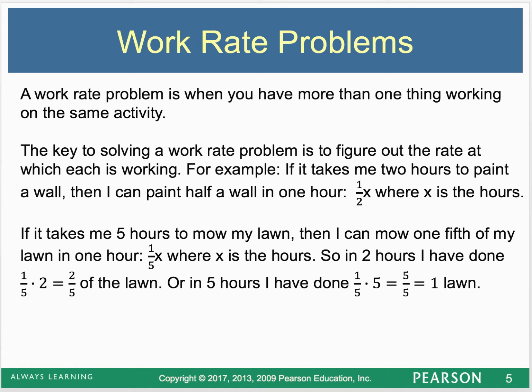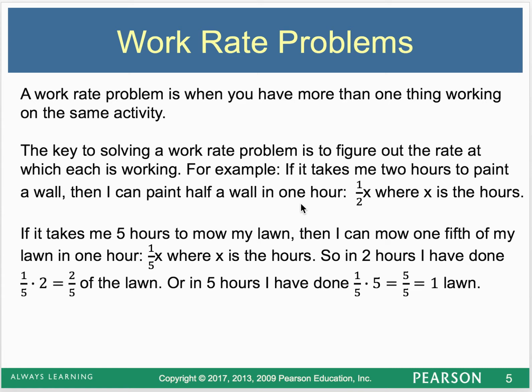So a work rate problem, and that's what they're called, is when you have more than one thing working on the same activity. You can have 2 or 3 people painting a house, or in this example, mowing a lawn. You could have 2 people grading papers, 2 copy machines. A lot of it is pipes running in to fill up, or 2 faucets open in your sink, things like that. So the key to solving a work rate problem is to figure out the rate at which each is working, the per hour, per minute, per second. So for example, if it takes me 2 hours to paint a wall, then how much wall do I paint in 1 hour?